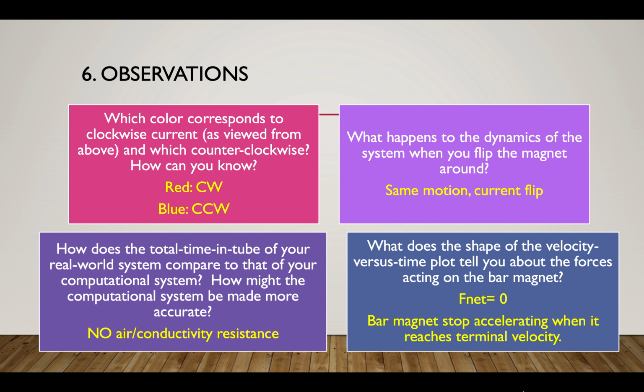In order to make the model more accurate, we could split the ring into more rings and take into account air resistance. The shape of the velocity versus time tells us that the net force acting on the bar magnet will become 0.